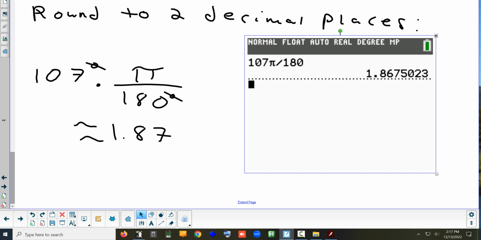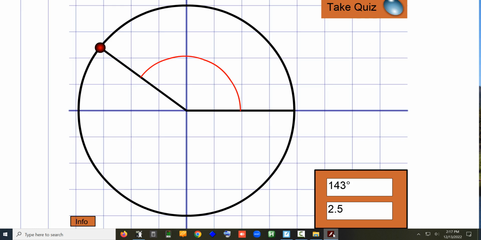Should I write RAD after it? No. Right, well, let's check it. Let's go to 107 on the other thing on the program and see if it says 1.87. So 107. There you go. 1.87. So any questions on changing from a degree to a radian?